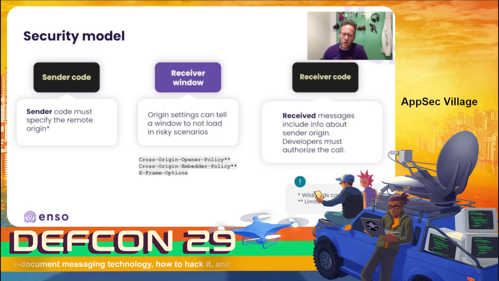So also on the code level, the sender code is responsible, and actually the browser API forces the sender to specify the remote origin, but it allows specifying any origin, because in some scenarios you still need to send when you don't know who the recipient is, and in this case you're supposed to send only stuff that is not sensitive.